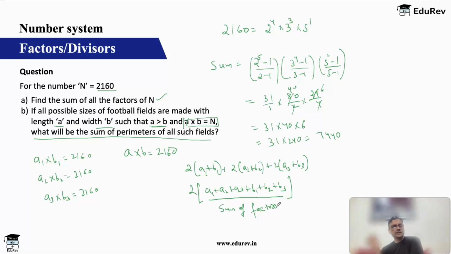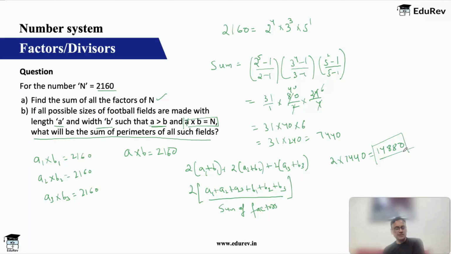Right? These are nothing but sum of factors. So the answer for this is nothing but the same as the previous answer. You just have to do double of that. So this answer will be 2 into 7440, which will be 14,880. This is the answer. Very nice application of that concept.